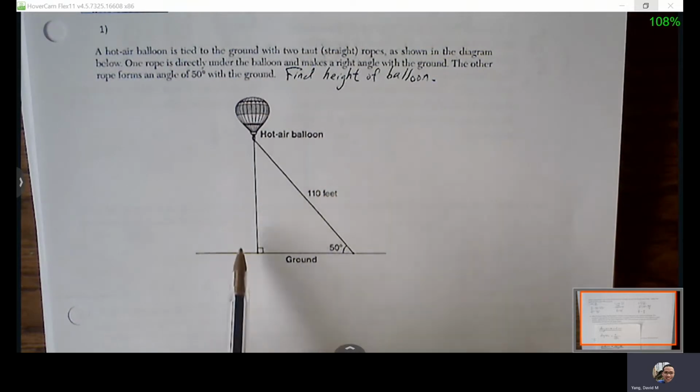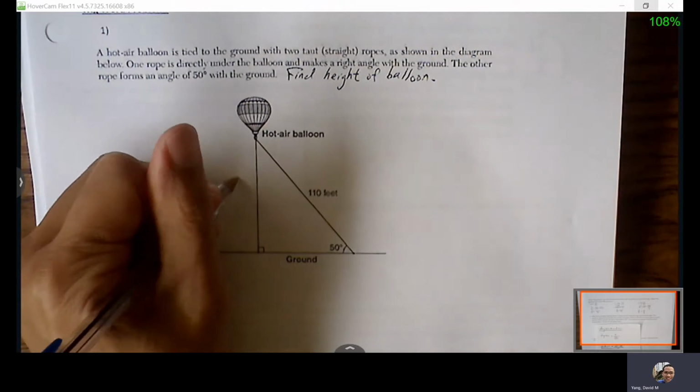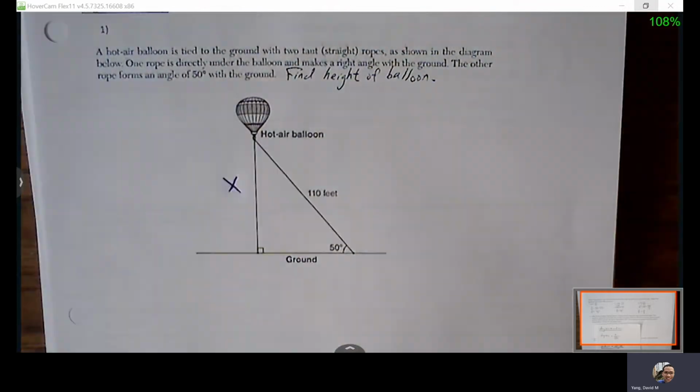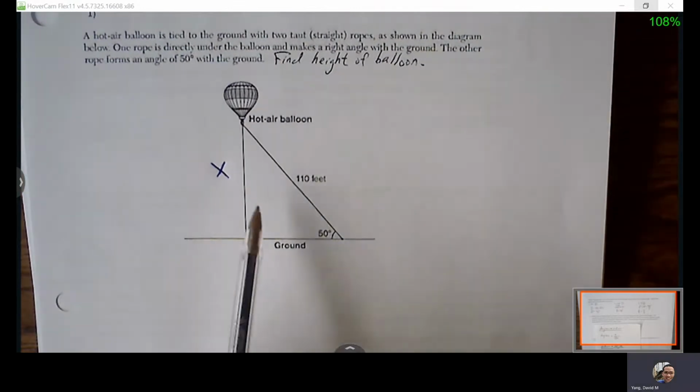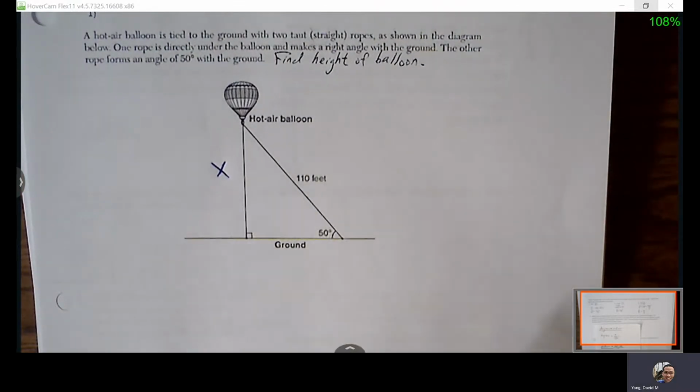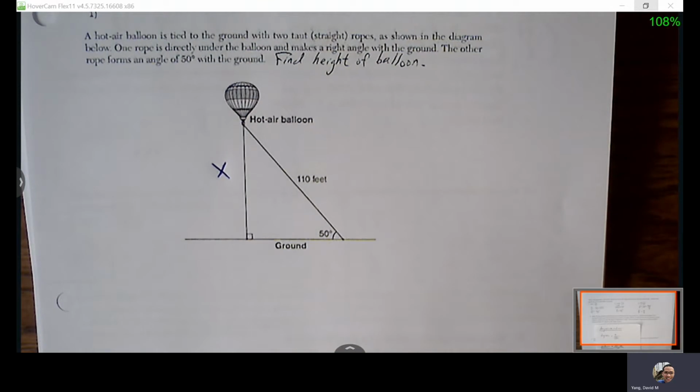So we know the height is the vertical component of our triangle. You can give it any variable you want. So we have to involve the 50 degrees, the x, and the 110. What did you use? Sine, cosine, or tangent? Sine, okay.